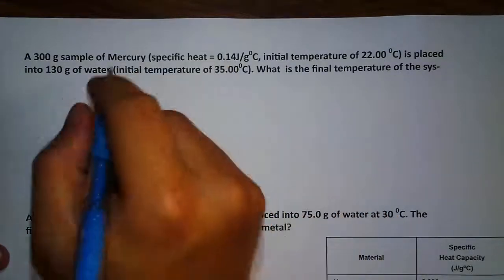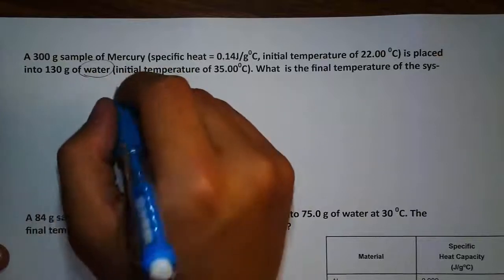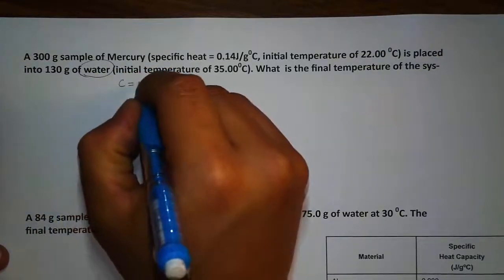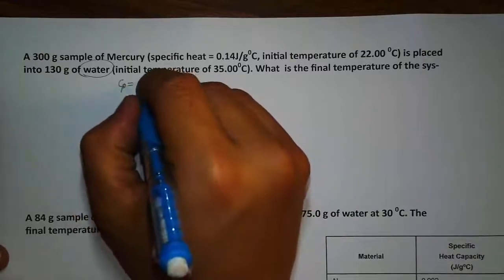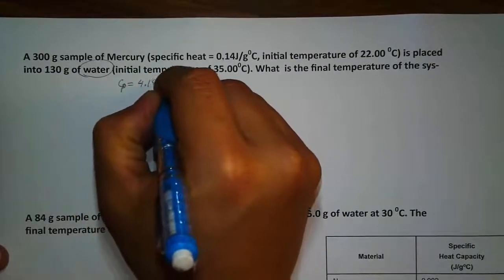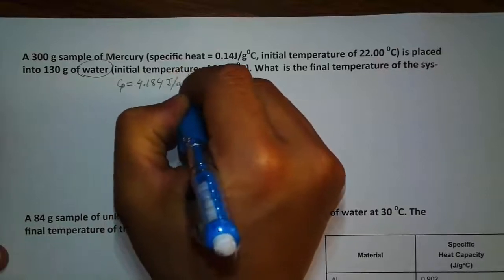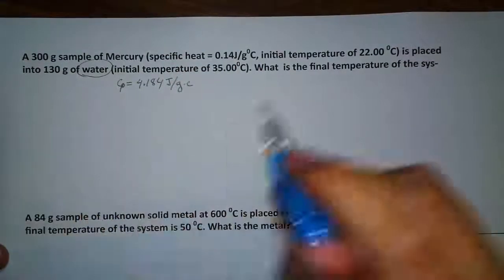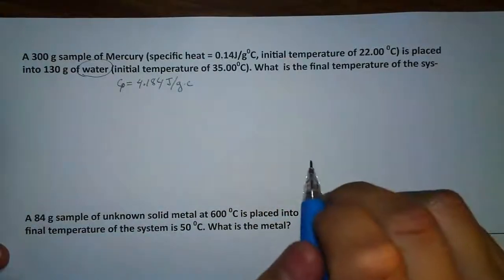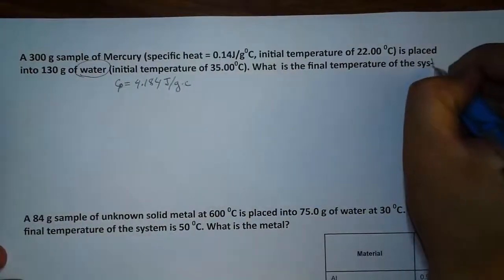Well, what's missing about water? Every time you see water in this type of problem, you need to know that water has a specific heat capacity, or Cs or Cp sometimes, which is 4.184 joules over gram degrees Celsius. So keep that in mind all the time when you see water. What is the final temperature of the system?